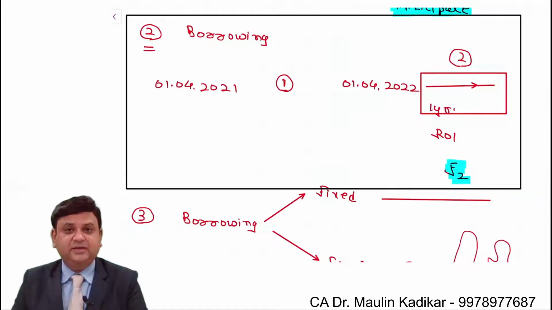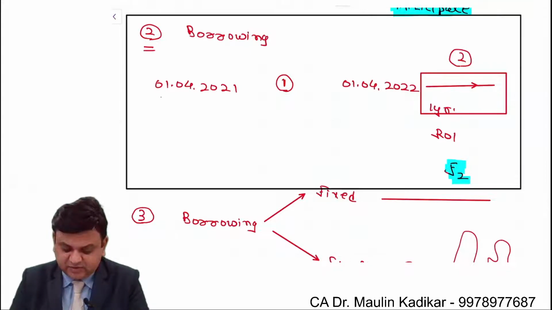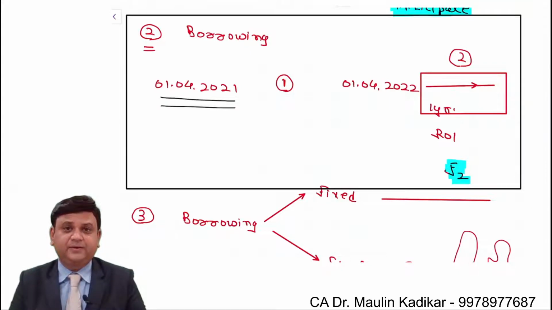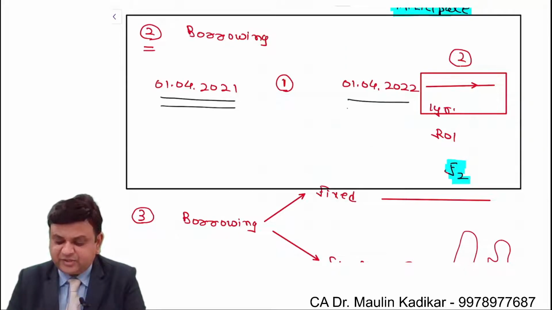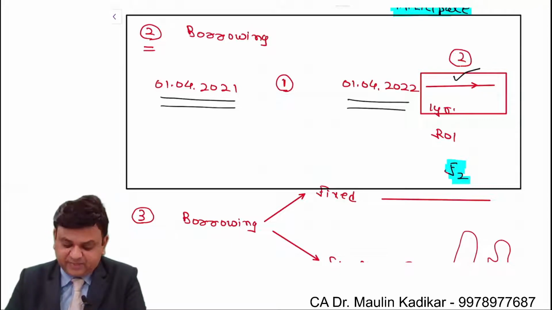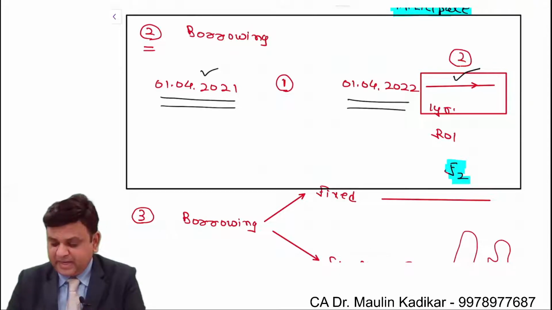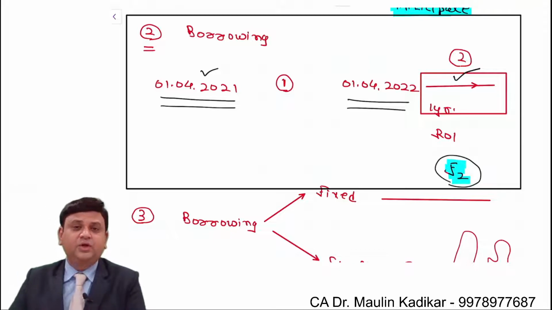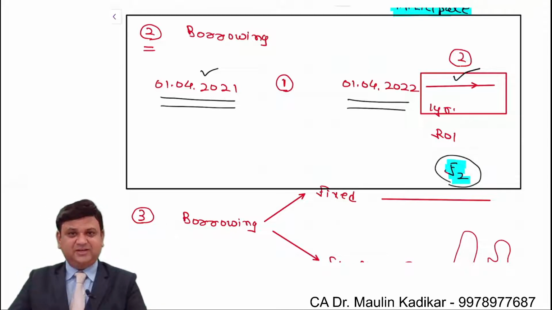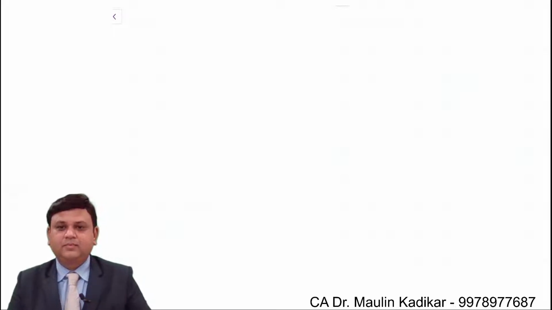This is what we understand. Today's date is 1st of April 2021. After 1 year, it is 1st of April 2022. And during this time period, what would be the rate of interest that you are anticipating at this point of time? That is given the name F2, the forward rate of interest for the second year. Heading, write down: forward rate.